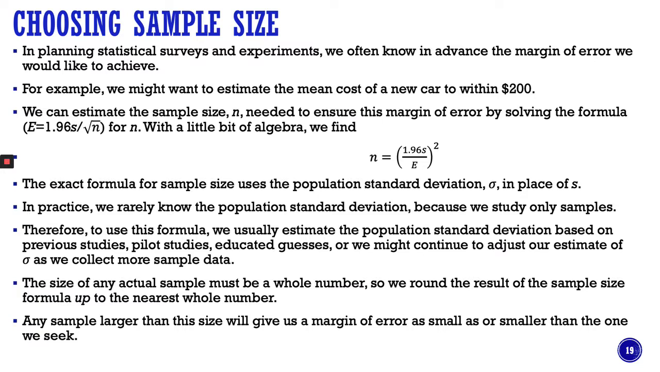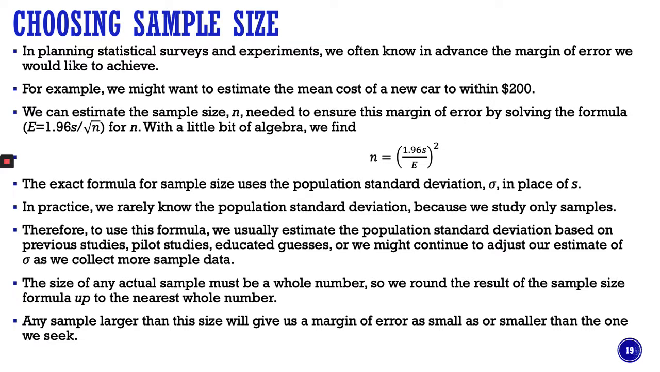With a little bit of algebra, we would find that n is equal to, so basically we're going to multiply the n over, divide by the E, and then to get rid of the square root, we square both sides. So you don't have to show the algebra, but that's how that comes about. So the exact formula for sample size uses the population standard deviation of sigma in place of S. In practice, we rarely know the population standard deviation because we study only samples. Therefore, to use this formula, we usually estimate the population standard deviation based on previous studies, pilot studies, educated guesses, or we might continue to adjust our estimate of sigma as we collect more sample data.